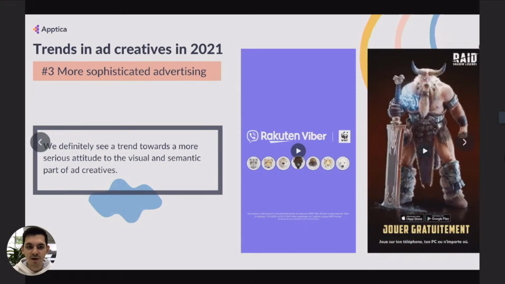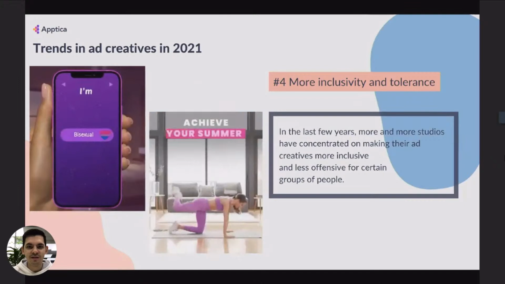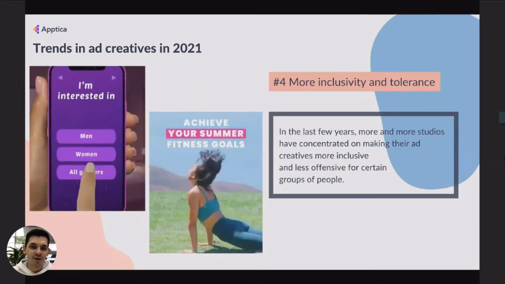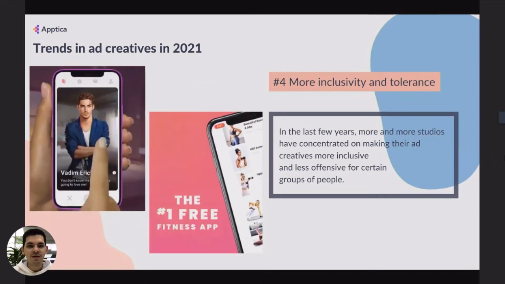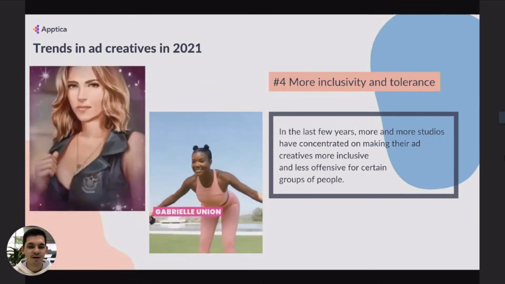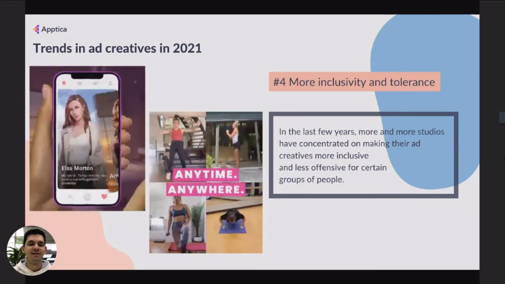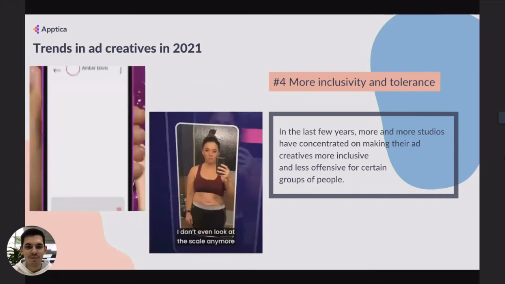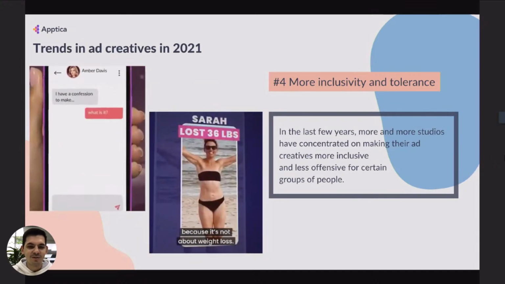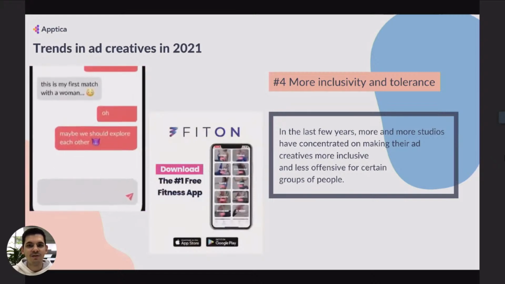So next one, and basically the last one of the main trends we've seen this year, is inclusiveness and tolerance. Well, obviously, in the last few years, more and more companies have concentrated on making their ad creatives more inclusive and less offensive for certain groups of people. This not only spreads kindness, but also increases the respect for the developer.